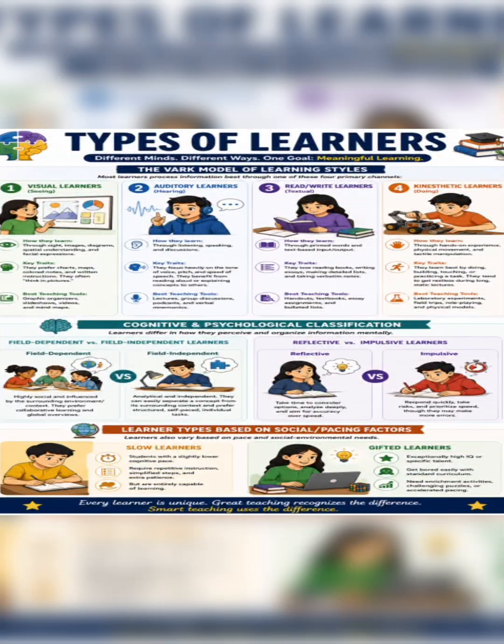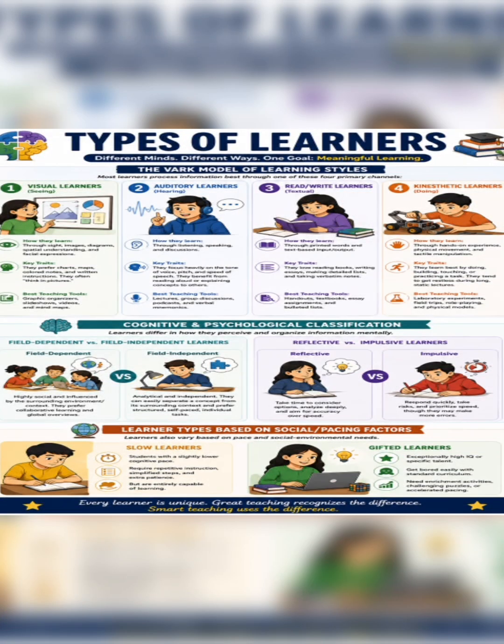Today, we are diving deep to map out the ultimate guide to learner types. We will cover the famous work model, move into cognitive and psychological classifications, and wrap up with pacing factors. Whether you are preparing for high stakes teaching eligibility exams or designing inclusive digital content, this breakdown is a playbook. Let's unlock it. The first is visual learners.